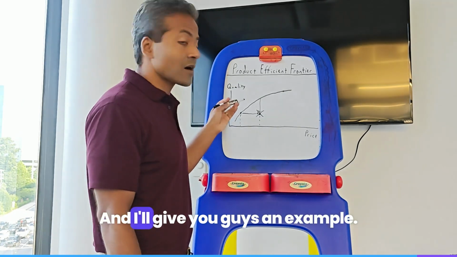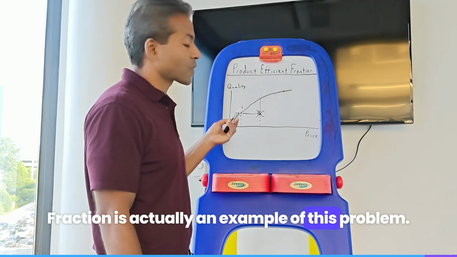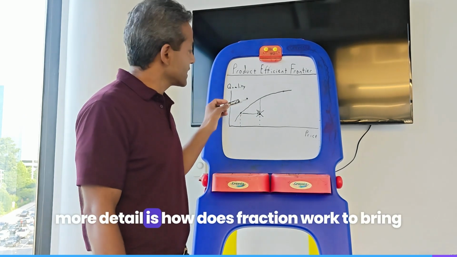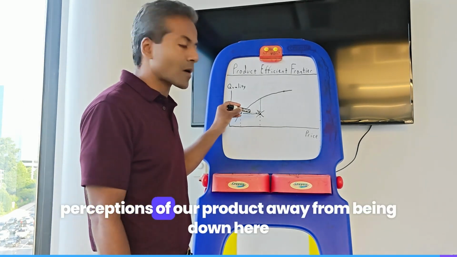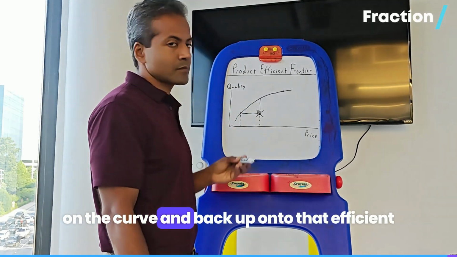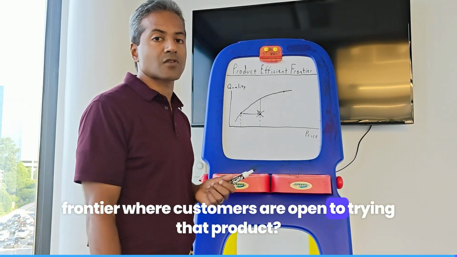And I'll give you guys an example. Fraction is actually an example of this problem. And so what I'm going to go into in more detail is how Fraction works to bring perceptions of our product away from being down here on the curve and back up onto that efficient frontier, where customers are open to trying that product.